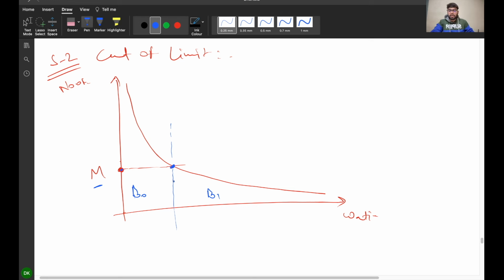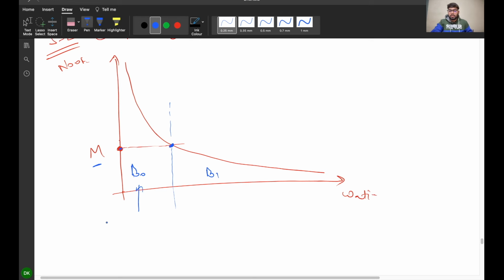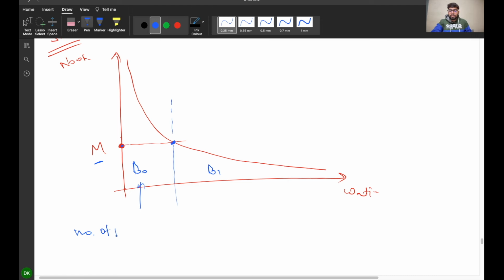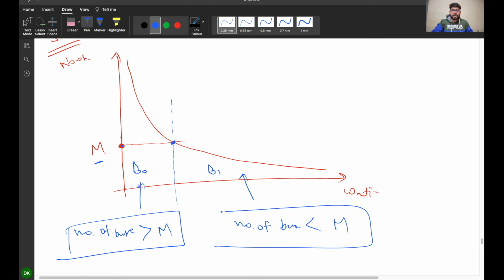Okay, now what is B0? B0 is the region where the number of buses is greater than m, and B1 is the region where the number of buses is less than m. And let's say I am including this point in the B1 region, so I am including the equal also. So B1 is the region including this m and less than, and B0 is the region where the number of buses is greater than m.